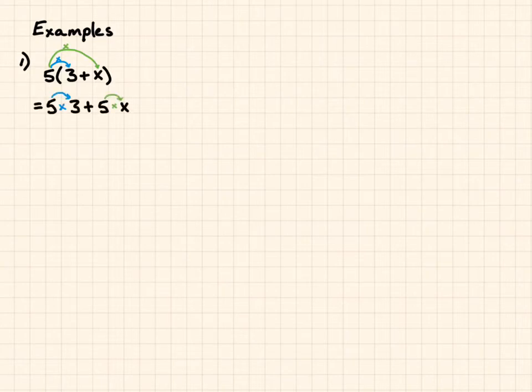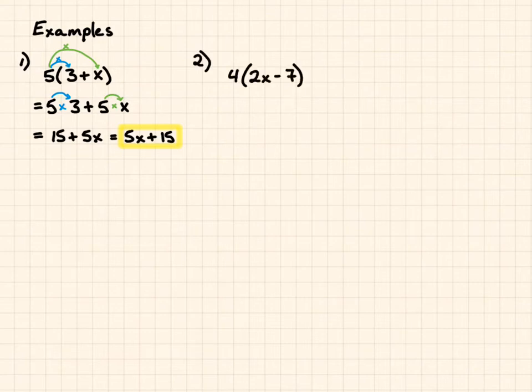Now let's go over some examples. 5 times the quantity 3 plus x gives me 5 times 3 and 5 times x. And I keep the addition in the center. So usually you want to write the term with the variable in it first, but both of these are true. They're the simplified version.